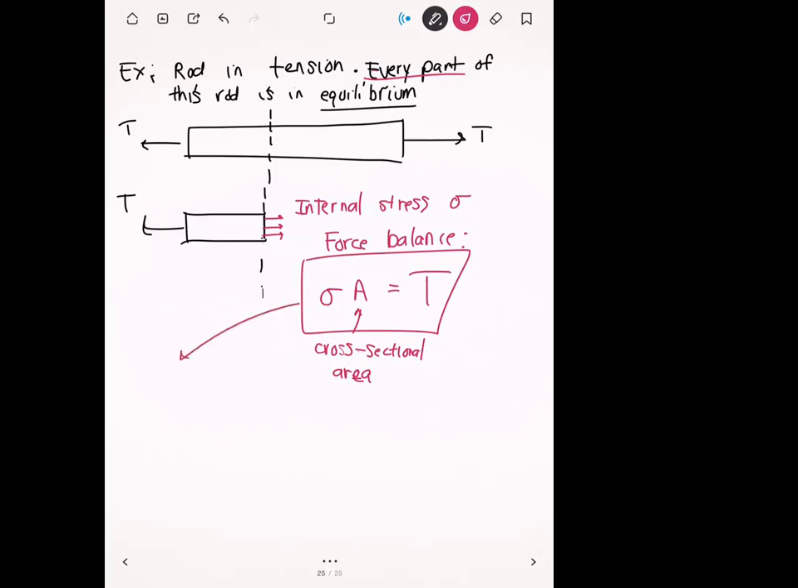And so we can take this expression here and solve for sigma in this very simple case. And so we can say that sigma is equal to T divided by area. So very, very simple.